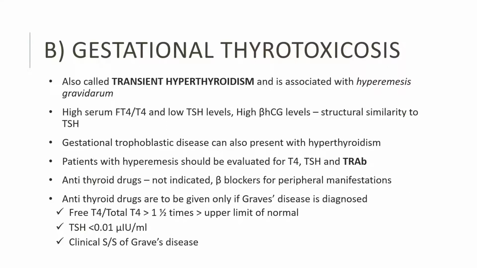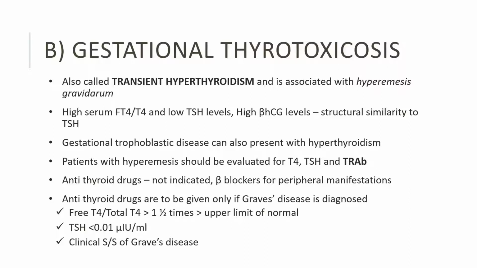So gestational trophoblastic disease can also present with hyperthyroidism. That's why I was talking about molar pregnancy and choriocarcinoma. Gestational trophoblastic disease, these are the 2 types, right? Molar pregnancy or hydatidiform mole, and choriocarcinoma. So patients with hyperemesis should be evaluated for T4, TSH, and TRAB. Antithyroid drugs are not indicated in such cases. Beta blockers for peripheral manifestations can be given. Antithyroid drugs are to be given only if Graves' disease is diagnosed.